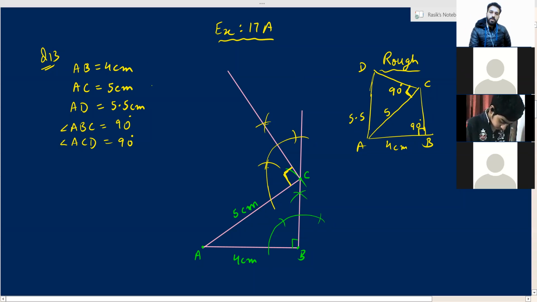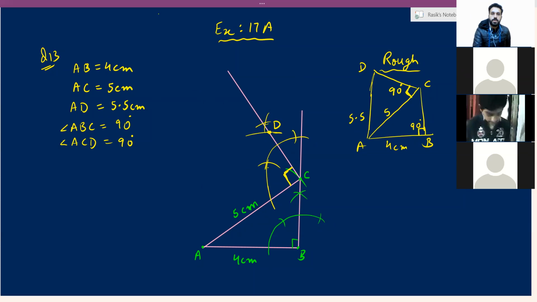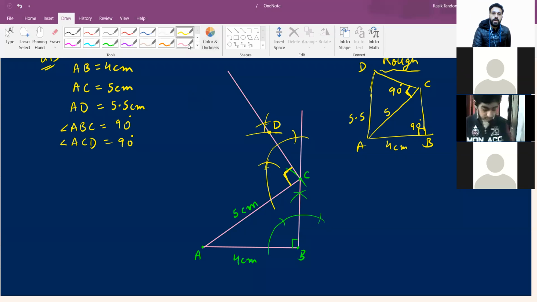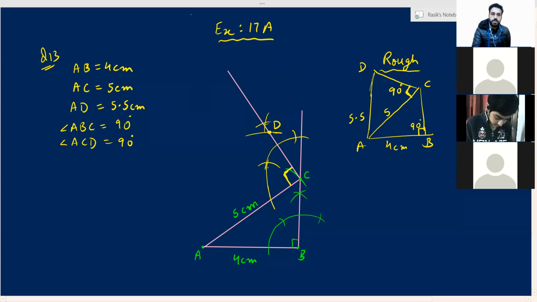Done. Now you take 5.5 centimeters in your compass, keep your compass at vertex A and cut an arc on this line. It may be somewhere here. So this point is the vertex D. Now just join AD, and you will get the complete quadrilateral.